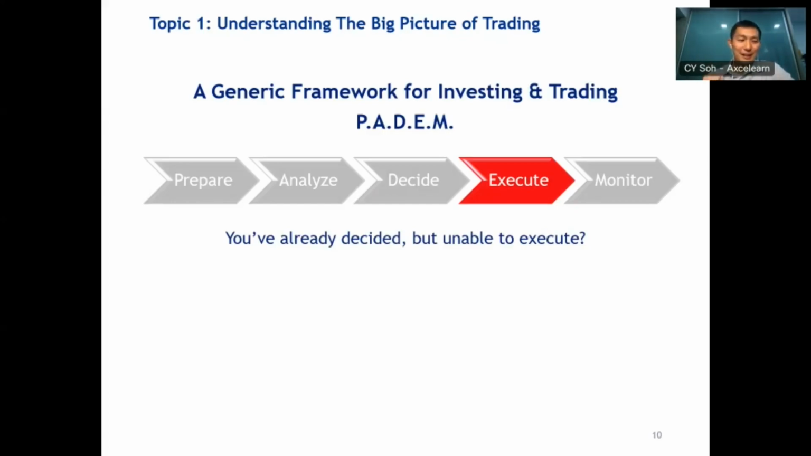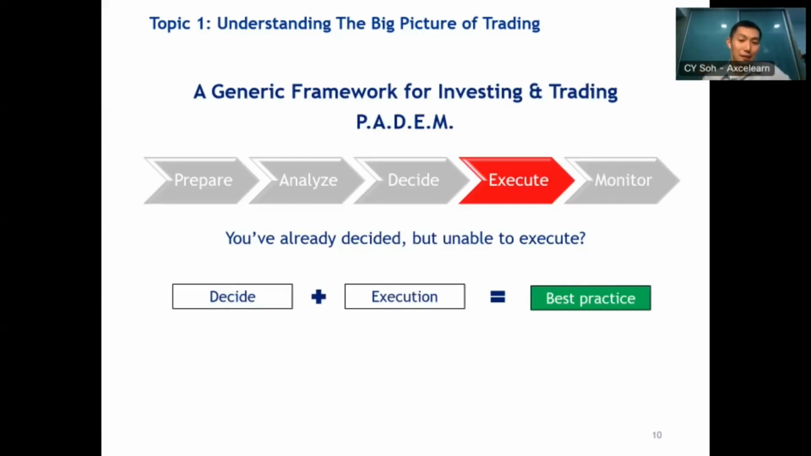You just want to click buy, but somehow you have cold sweat in your palms. It's hard for you to make this decision. So for stage 4, it's very important for you to execute. Now, of course, there are 2 outcomes in this stage, right? Simply speaking, you have already made a decision and you execute. Of course, this is the best practice.